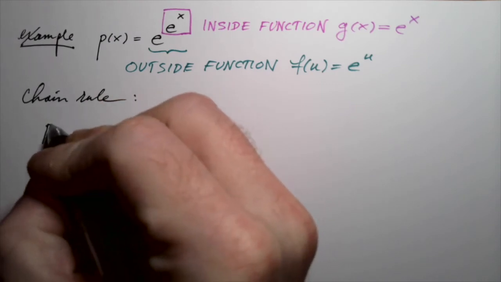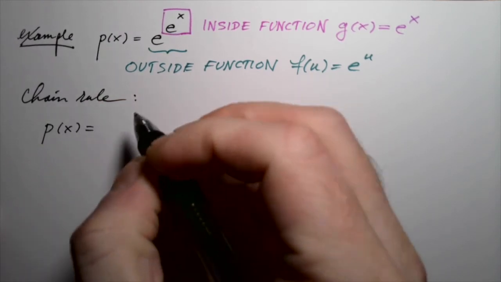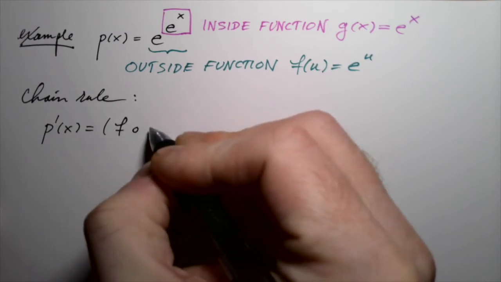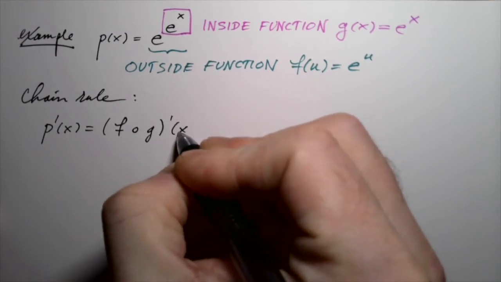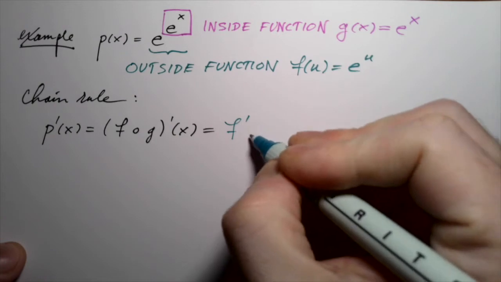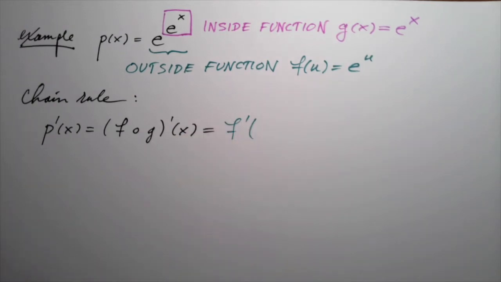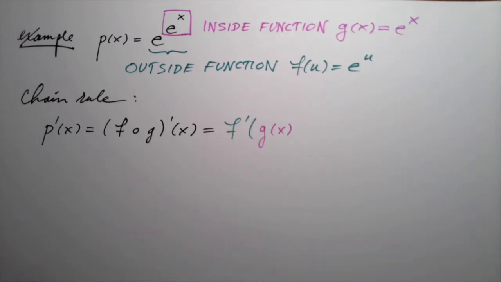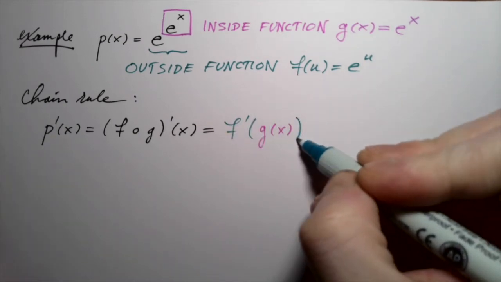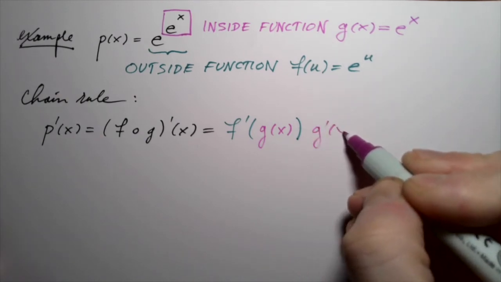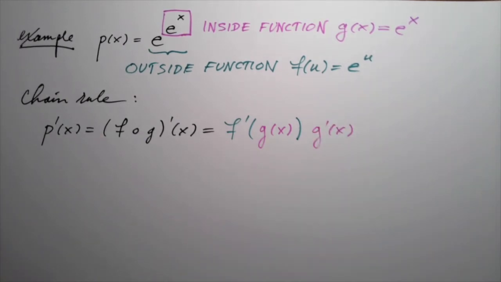In this case, that says p of x, which is precisely the composition of f and g, its derivative is given by the derivative of the outside function evaluated at the inside function, not the derivative of the inside function, but just evaluated at that inside function, times g prime of x.